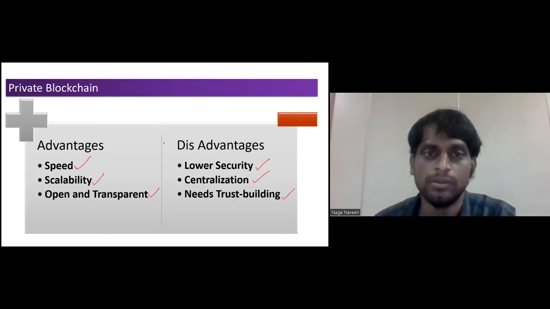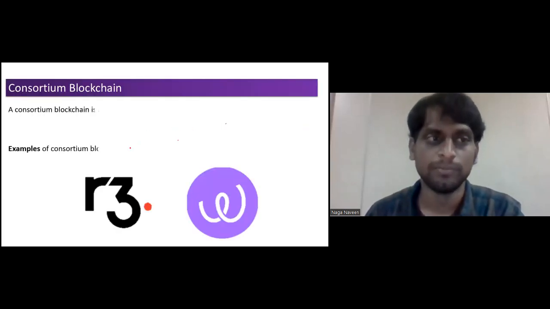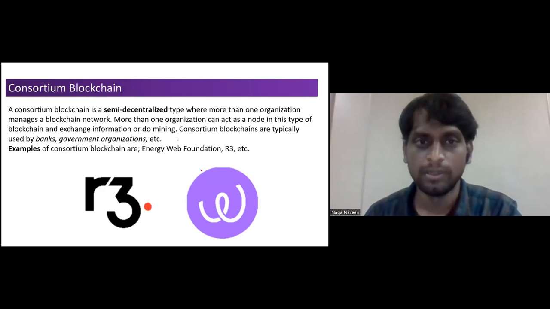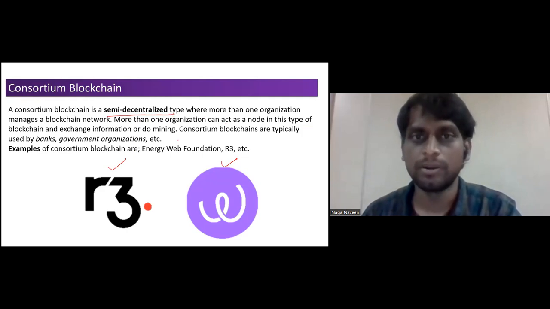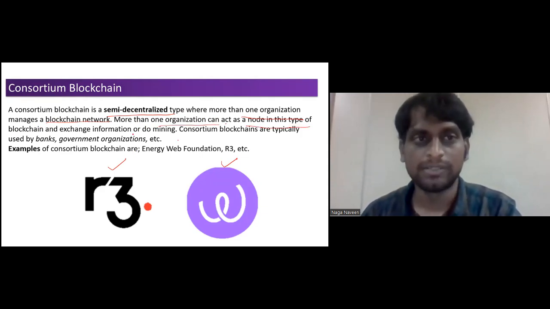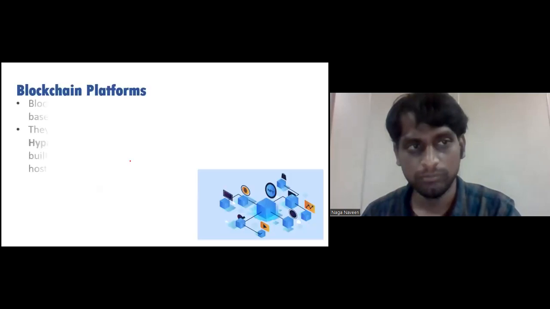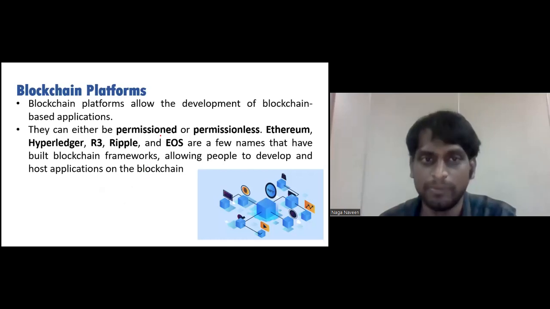Okay, next, let us look at the next type of blockchain, the consortium blockchain. The examples for consortium blockchain are Energy Web Foundation and R3. These are semi-decentralized, where more than one organization manages a blockchain network. More than one organization can act as a node in this type of blockchain and exchange information or do mining. Consortium blockchains are typically used by banks, government organizations, etc.